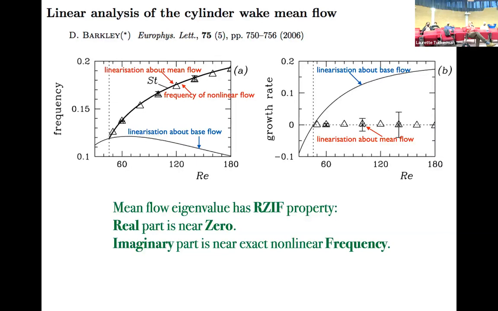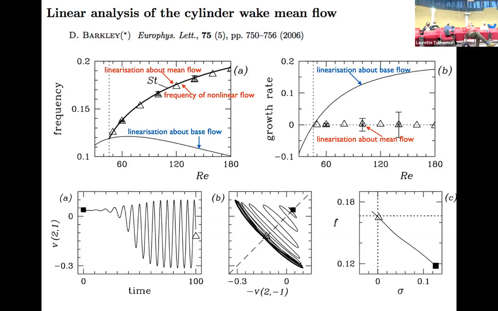Okay, so that's what RZIF is. RZIF is the fact that these triangles match this line and that these triangles are along 0. Got it? So now you know what RZIF is. Okay, let me give you some more pictures which make it all more convincing.